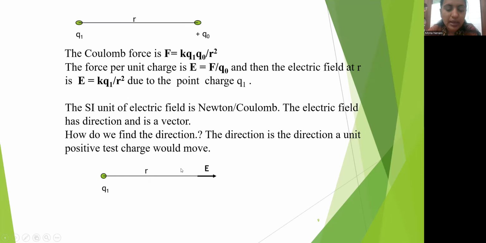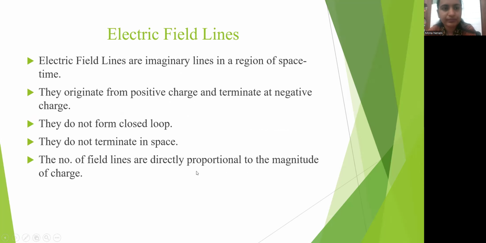And it is on the vector R. Okay. Yes, if Q1 is positive. What if Q1 is negative? Then this arrow will be in the opposite direction, that means towards this charge Q1.